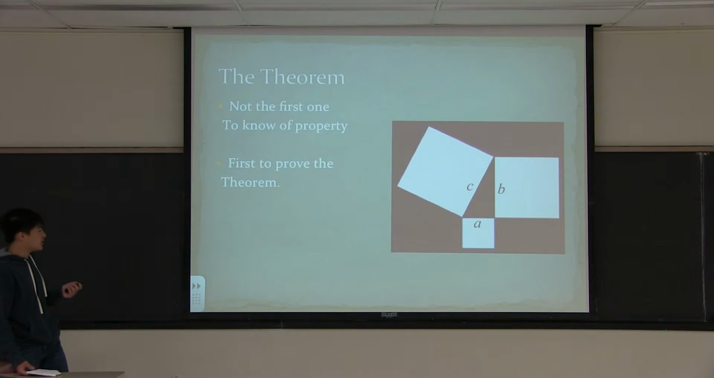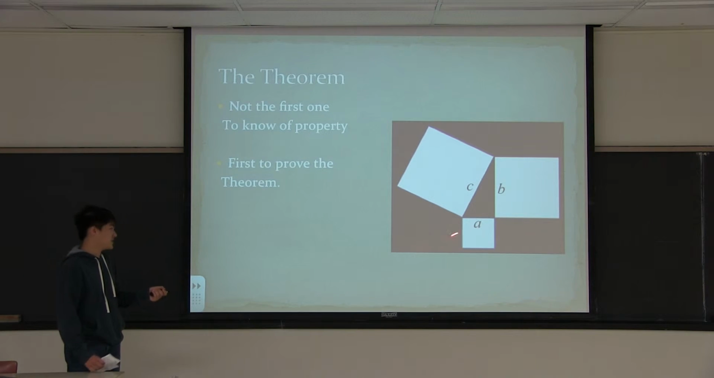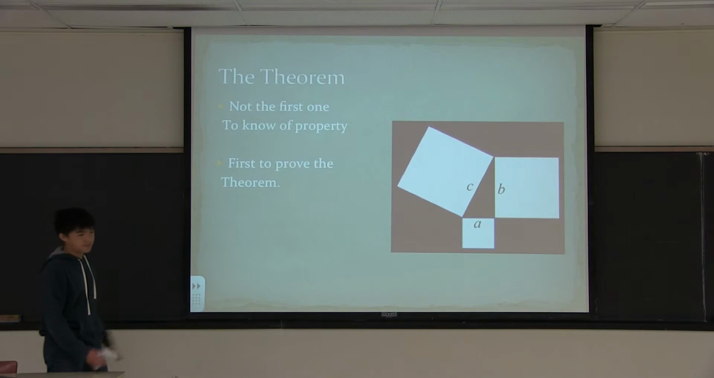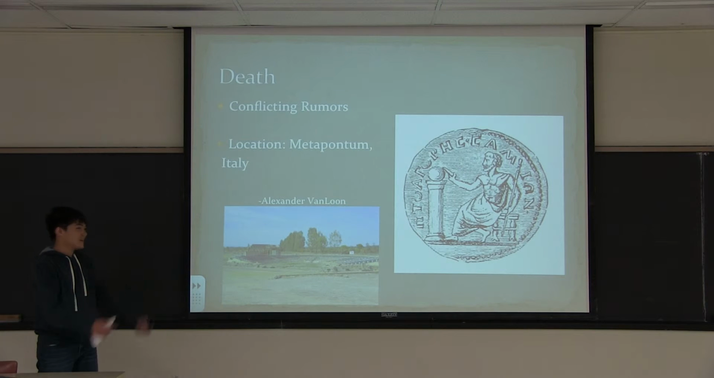He wasn't the first one to know about this theorem. It was known by the ancient Indians and Babylonians, but he was the first one to prove the theorem. Here you can see the side of this square squared plus this square equals the side of this bigger square squared. And you take the square root of that and you can get the individual side length.